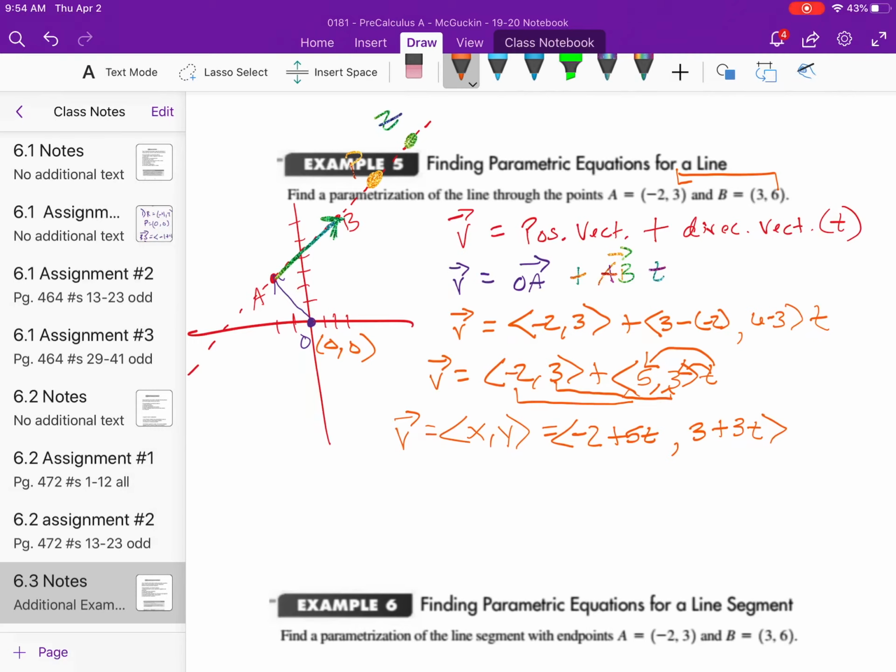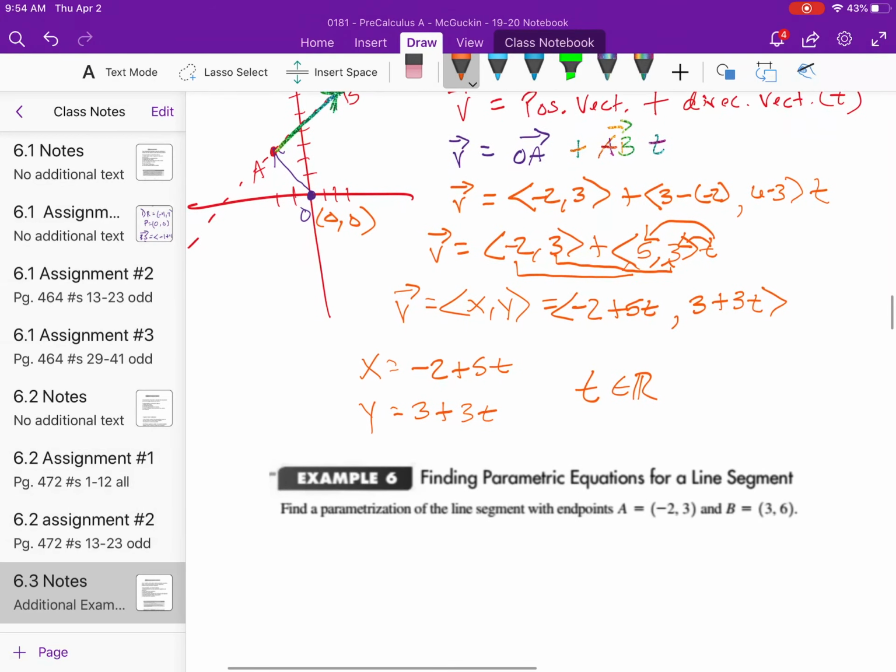And if you truly want to parameterize the line and get the parametric equations that go with it, you can just separate it and call it x equals negative 2 plus 5t and y equals 3 plus 3t. And again, it would be wise to give some ideas for the parameter. In this case, it's a line, so it's going to go for all real numbers. So that is our parameterization of a line.